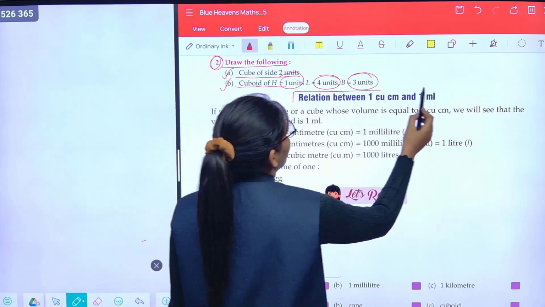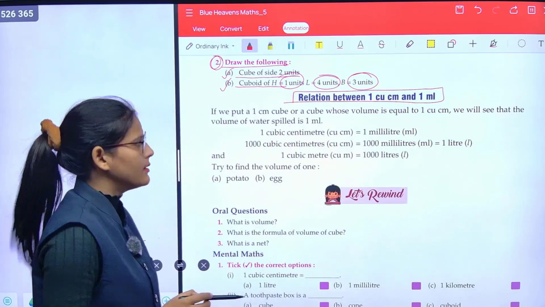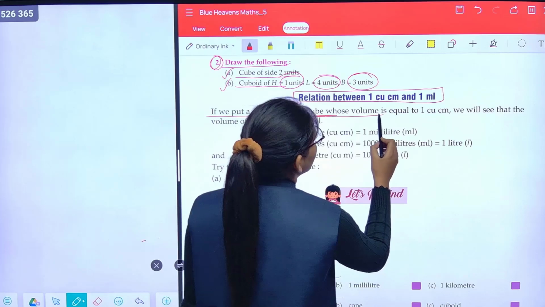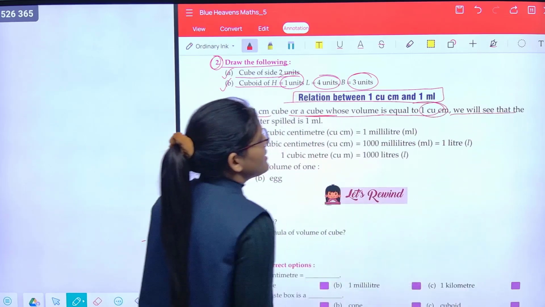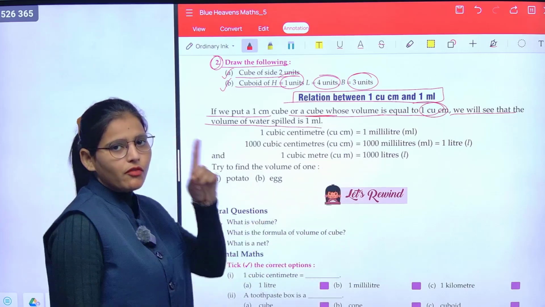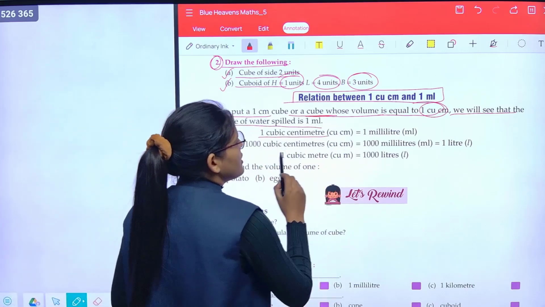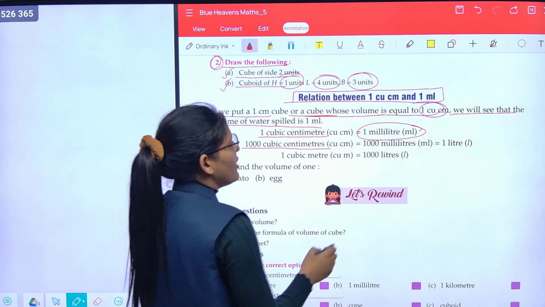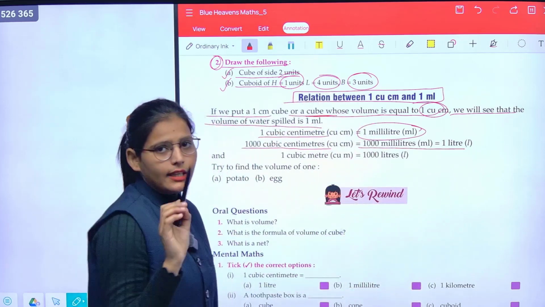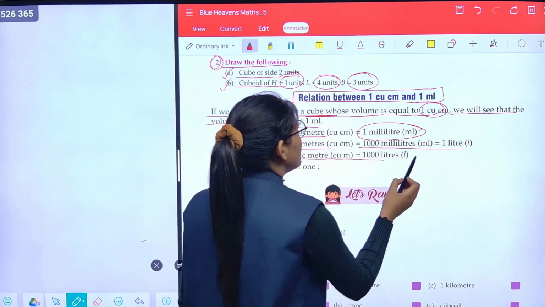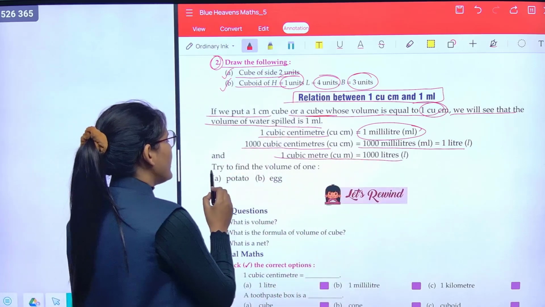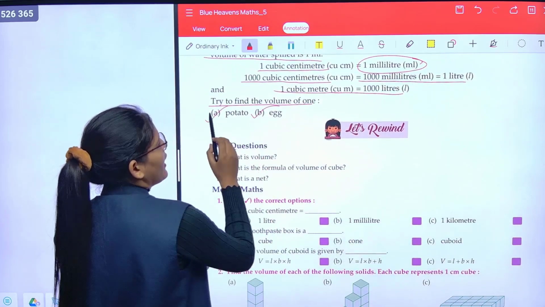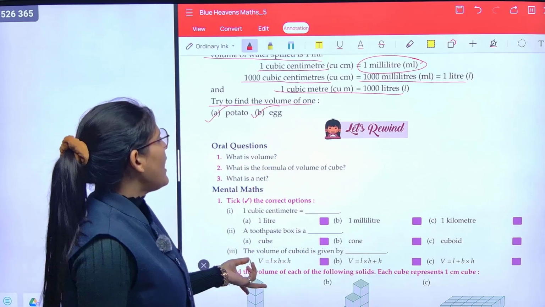Now, the relation between 1 cubic centimeter and 1 milliliter. If we put a 1 centimeter cube, or a cube whose volume is equal to 1 cubic centimeter, we will see that the volume of water spilled is 1 milliliter. 1 cubic centimeter is equal to 1 milliliter. 1000 cubic centimeters is equal to 1000 milliliters, which is equal to 1 liter. Now 1 cubic meter is equal to 1000 liters. Try to find the volume of an egg and a potato, class.